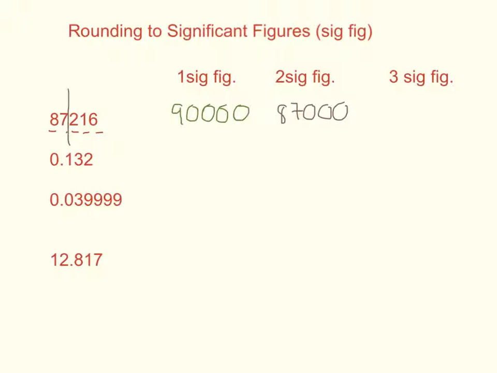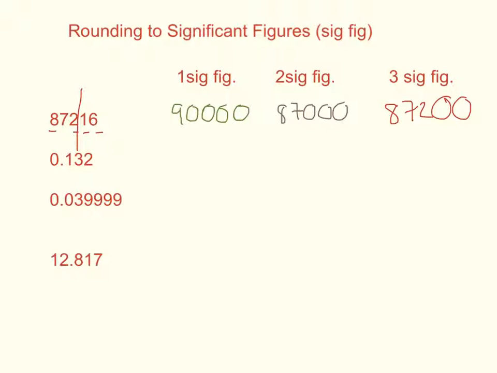And then thirdly, to three significant figures, we just need to go 1, 2, 3, cut it off after the 2. The 1 means the 2 stays the same, so it's 8, 7, 2, 0, 0 to three significant figures.